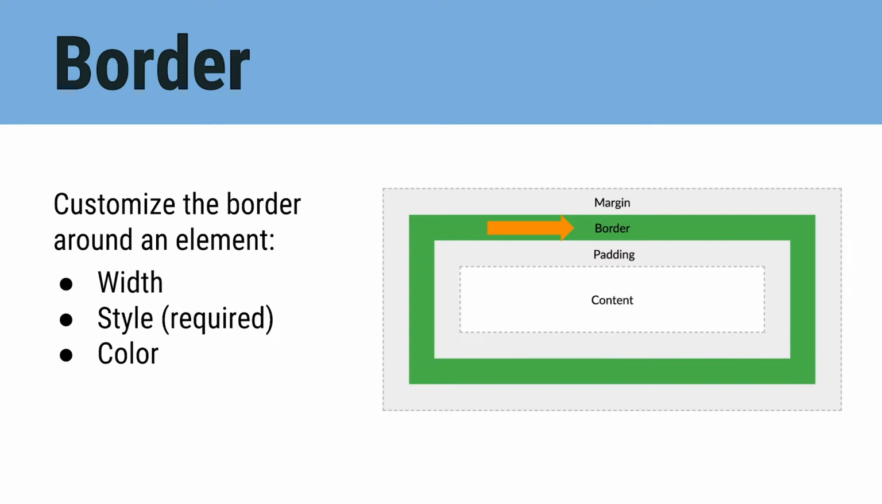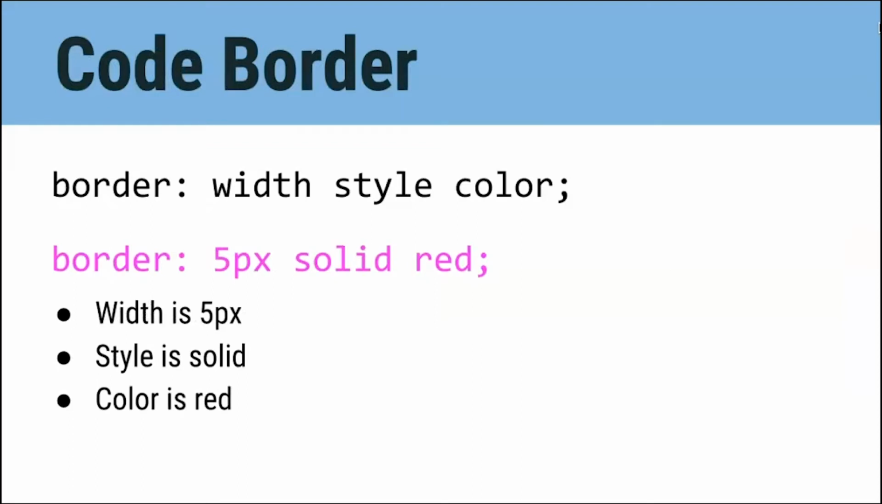Next up, the border. The border property allows us to customize the border surrounding our element. The border has 3 values: width, style, and color. Notice that if you ever want to use the border property, you need to make sure you've denoted the style, otherwise it won't work. So when writing the code for the border, we write the property name, followed by 3 values: width, style, and color.